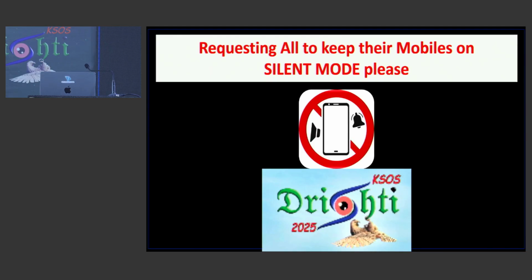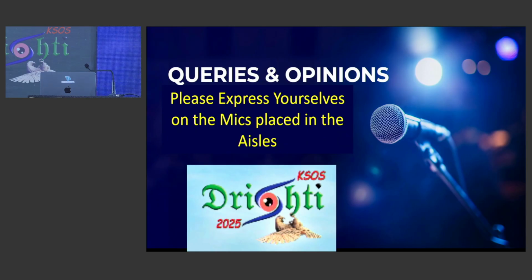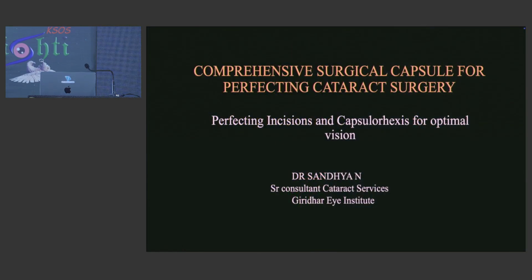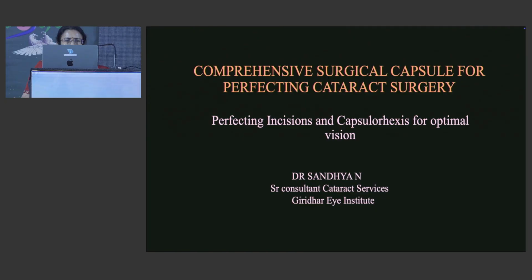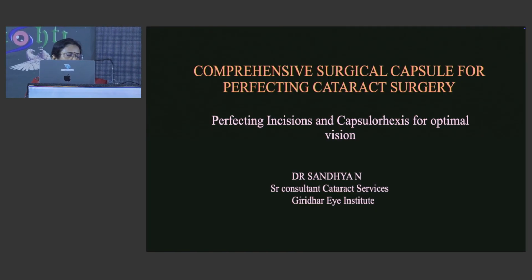Now, next we go on to Dr. Sandhya, who will be talking about incisions and capsulorhexis. As we know, the importance of the incision, the astigmatism induction, and also the perfect capsulorhexis, which will keep the ELP, effective lens position, is very important. Dr. Sandhya doesn't need any introduction. She's a senior consultant, Cataract and Uvea in Giridhara Institute. Over to you, Dr. Sandhya.